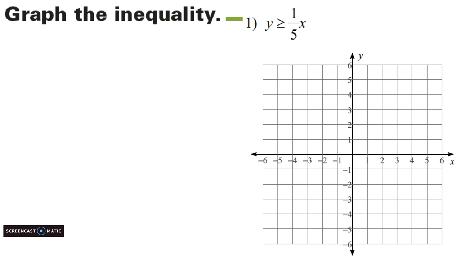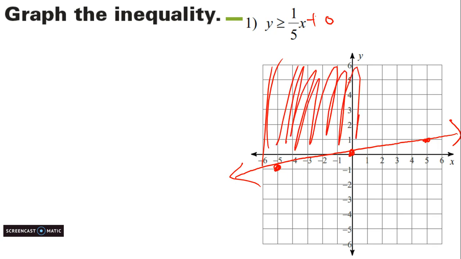For this one, the y-intercept is 0. It's plus 0 over here, so we're going to start at the origin. It's greater than or equal to, so we need to use a solid line. The slope is 1 over 5, so we're going to go up 1 and over 5 to get over here. If you go down 1 and over 5, we can get a second point. And then we're going to draw a solid line between those 3 points. Since it's greater than, that tells us to shade above. So we're going to shade all the way up here.